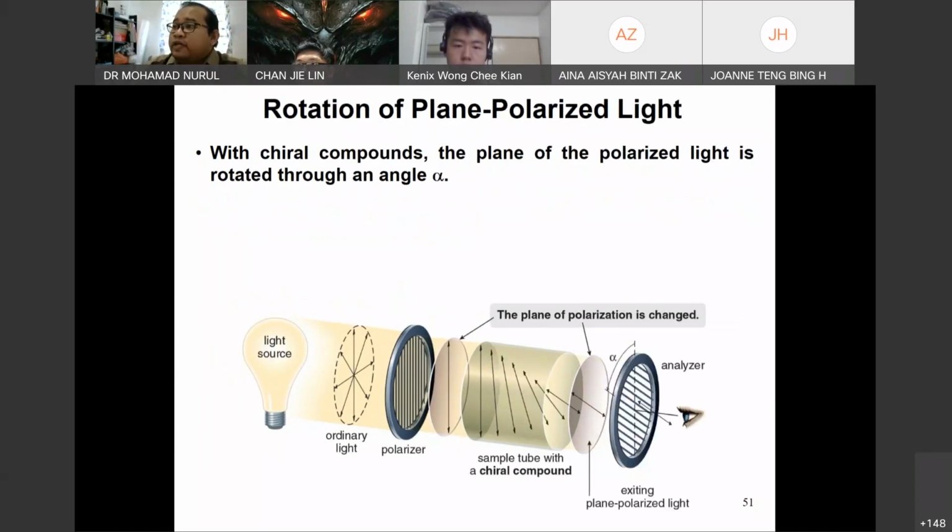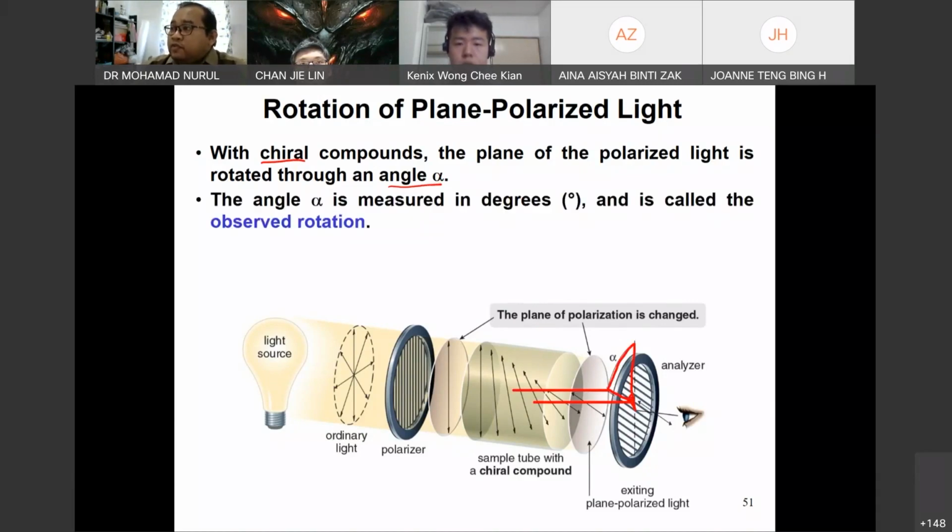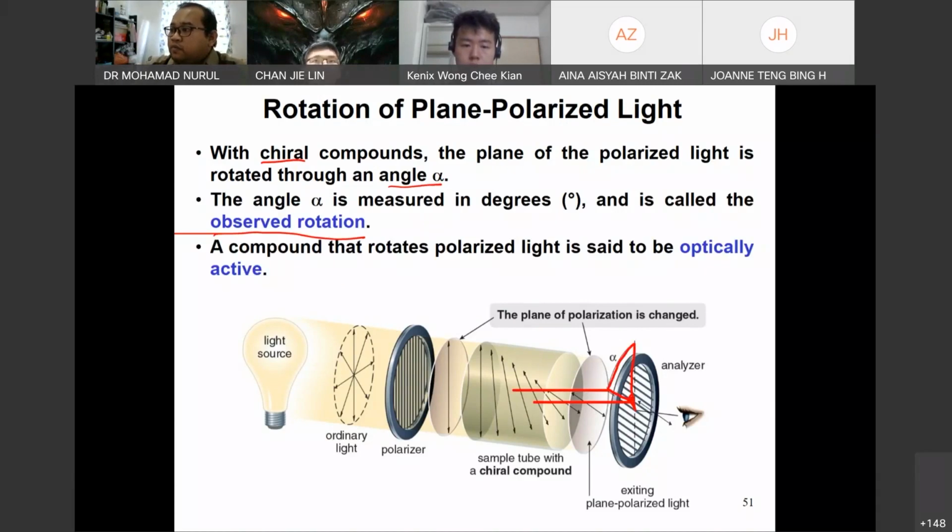With a chiral compound, this is different. For a chiral compound, a compound that contains R or S configurations, the plane of polarized light is rotated through the alpha angle. The alpha angle is calculated from here. This is the alpha angle. The alpha angle is measured in degrees and called the observed rotation. A compound that rotates polarized light is said to be optically active. It means it gives a response to the polarized light.